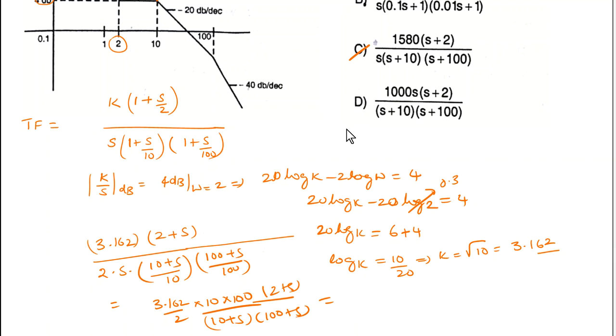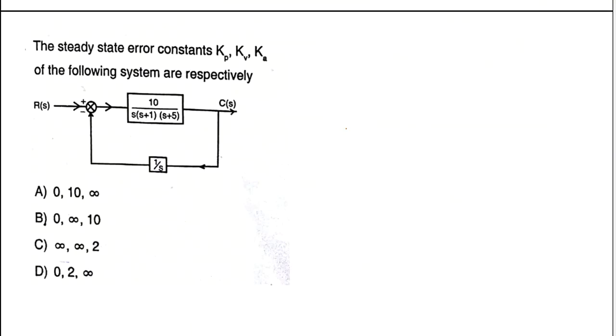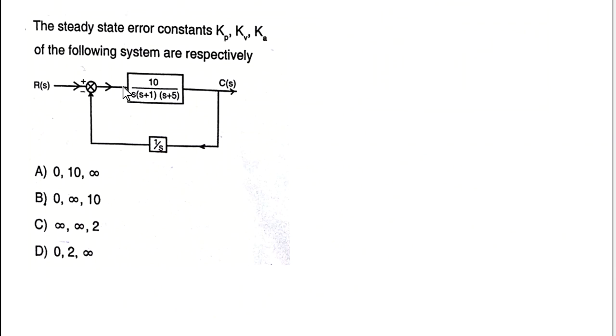So C is the answer, right? I'll move to the next question. And this is the last question asked in this paper here. The steady state error constants Kp, Kv, Ka of the following system are respectively. There is a diagram given here: 10 divided by s into s plus 1 into s plus 5, and the feedback loop having 1 by s here.